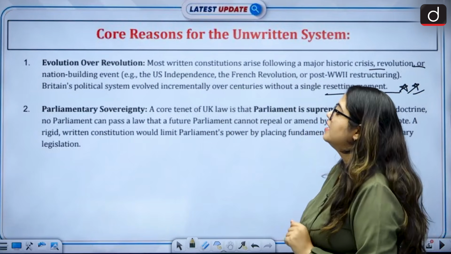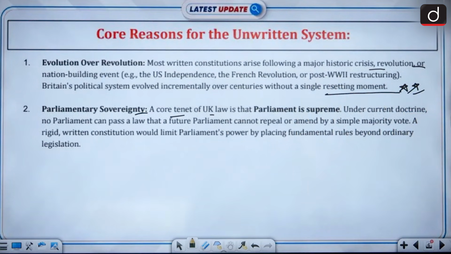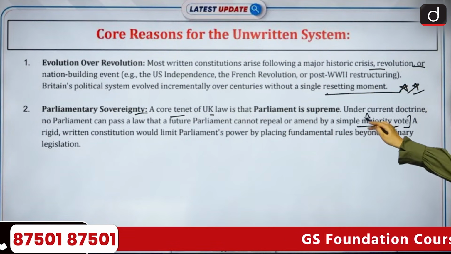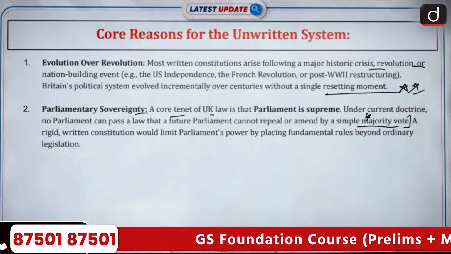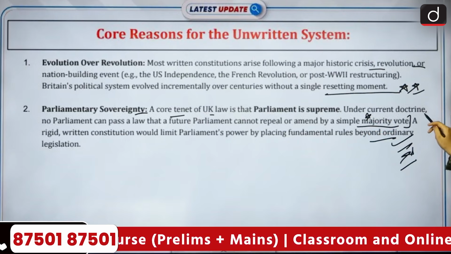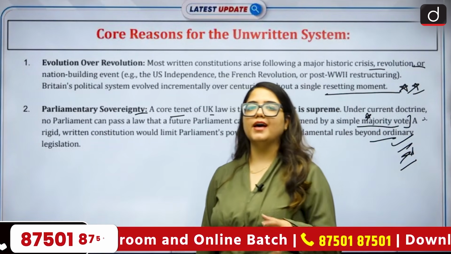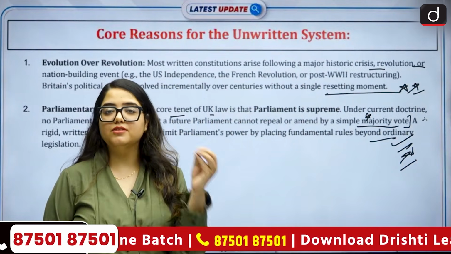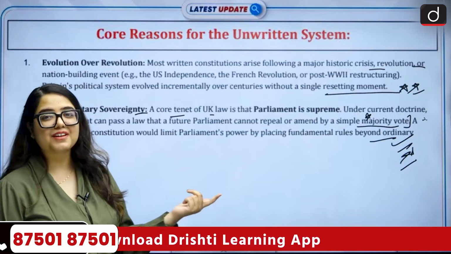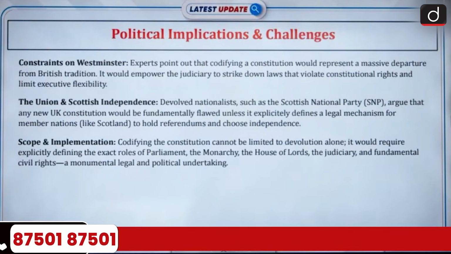Number one reason. Second is parliamentary sovereignty. A core tenet of UK law is that Parliament is supreme. Under the current doctrine, no Parliament can pass a law that a future Parliament cannot repeal or amend by a simple majority vote. A rigid, written constitution would limit Parliament's power and put fundamental rules beyond ordinary legislation. And obviously, why would Parliament want to lose that power? Anything passed today can be stripped away tomorrow by a simple majority. Just imagine. Why would they want to lose that power? They would never want to do that, right? So that's why they're not even moving towards this.